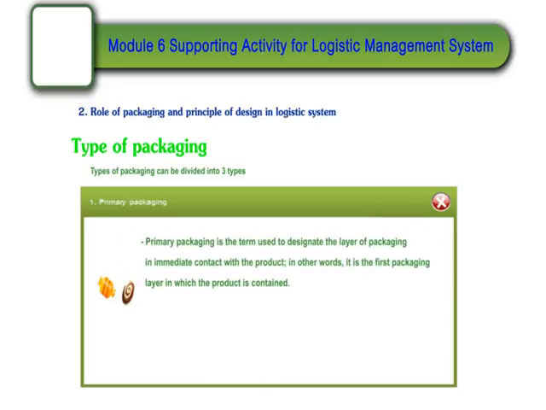Number 1, primary packaging is the term used to designate the layer of packaging in immediate contact with the product. In other words, it is the first packaging layer in which the product is contained. The most obvious and important function is to protect and preserve the product from damage, external interference and contamination, spoiling, and chemical imbalances.